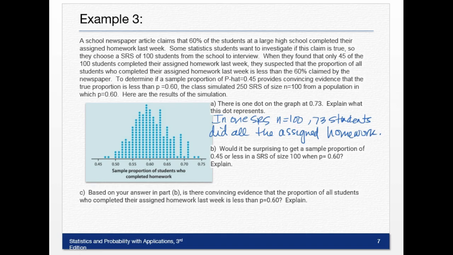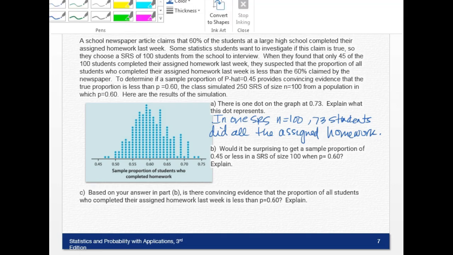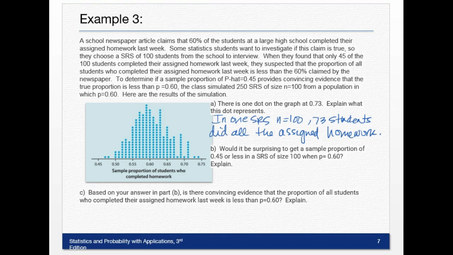B. Would it be surprising to get a sample proportion of 0.45 or less in a simple random sample of size 100 when p is equal to 0.60? Explain. Look at the dot plot. Okay, 0.45 is really low compared to all of our other results. Here's 0.45. Do we have any dots over here at all? There's nothing there. So if I make a boundary right here, do I have anything there? So would it be surprising to get a sample of 0.45 or less?